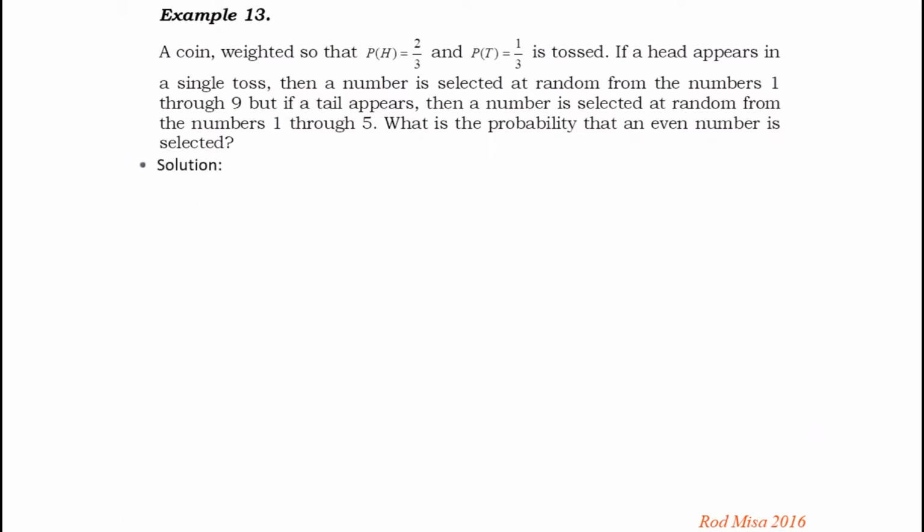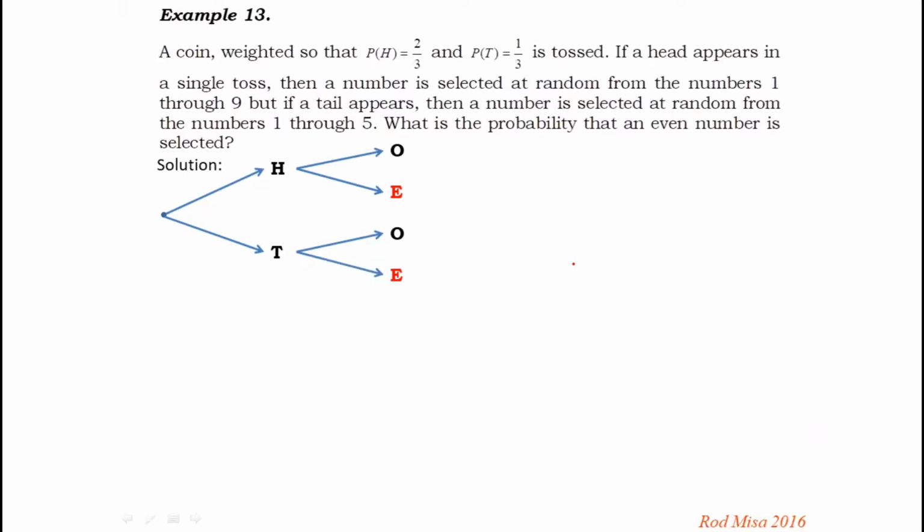So, to solve this problem, we aid our solution with a probability tree. The first branch is a head, because when you toss a coin, one of the possibilities is obtaining a head and the other possibility is obtaining a tail. If you have the outcome of a head, you can choose a number from the numbers 1 through 9, so it could be an odd number or an even number. And when you have the tail result, you can choose a number from 1 through 5, so it could be an odd or an even number.